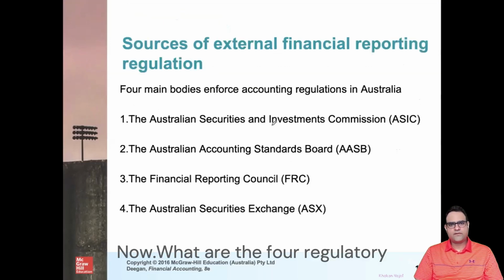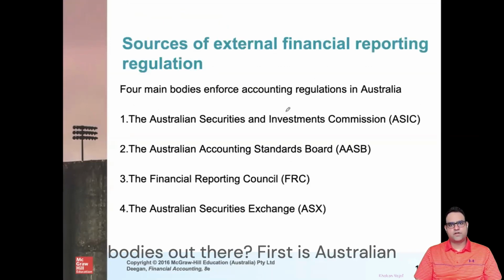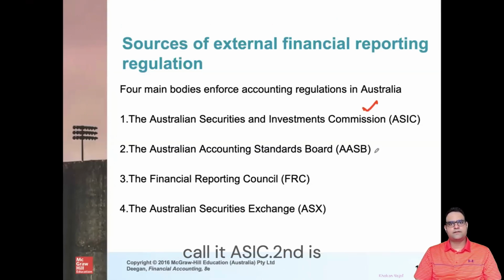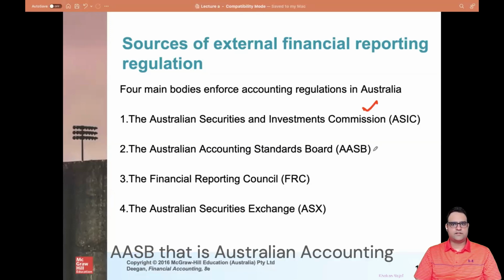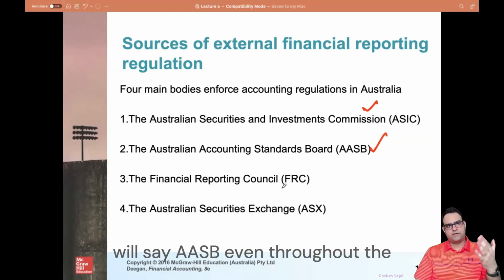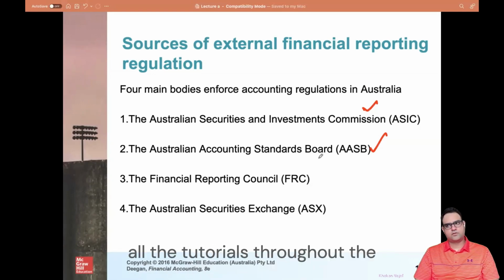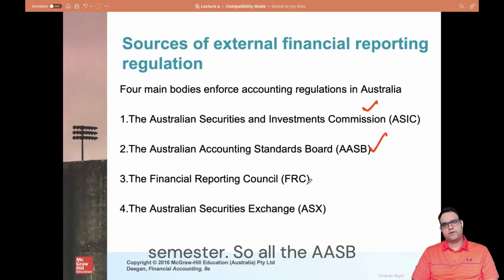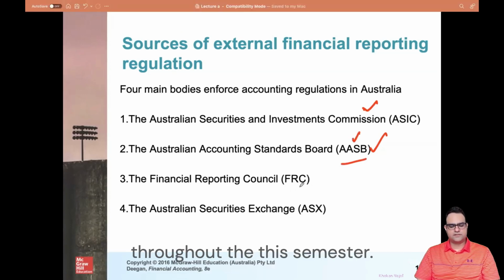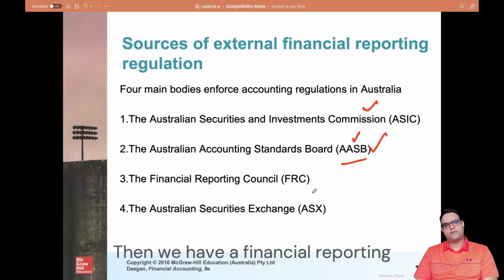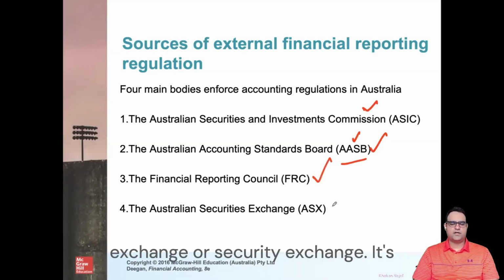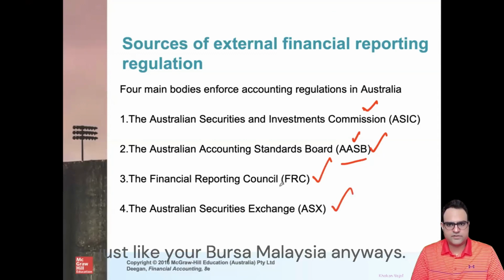Now, what are the 4 regulatory bodies? First is the Australian Securities and Investments Commission. We call it ASIC. Second is AASB, that is the Australian Accounting Standards Board. Throughout the lecture, and even throughout all the tutorials throughout the semester, I will say AASB. The AASB represents the accounting standards which we will study throughout this semester. Then we have the Financial Reporting Council, that is FRC. Then the Australian Securities Exchange. It's just like Bursa Malaysia.